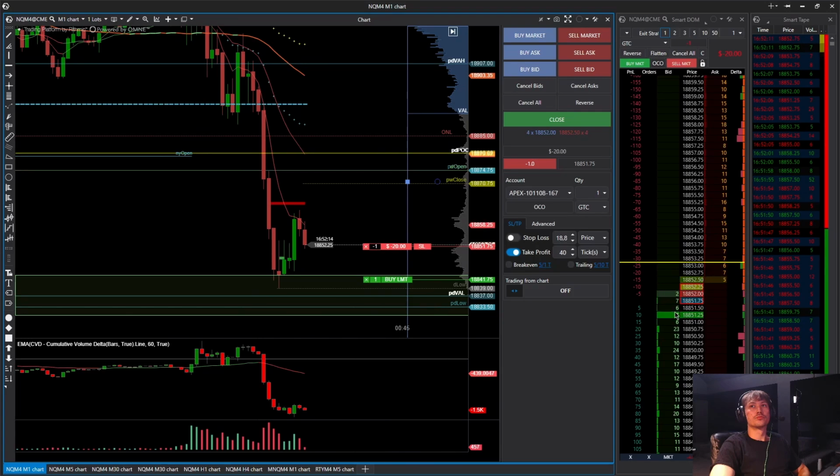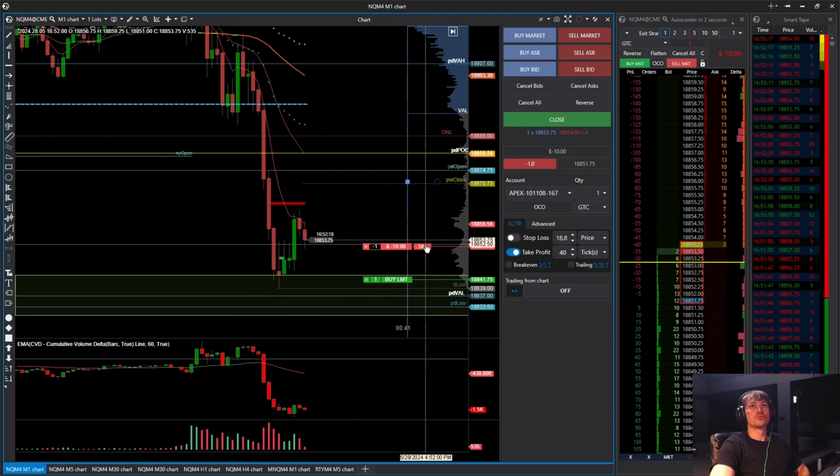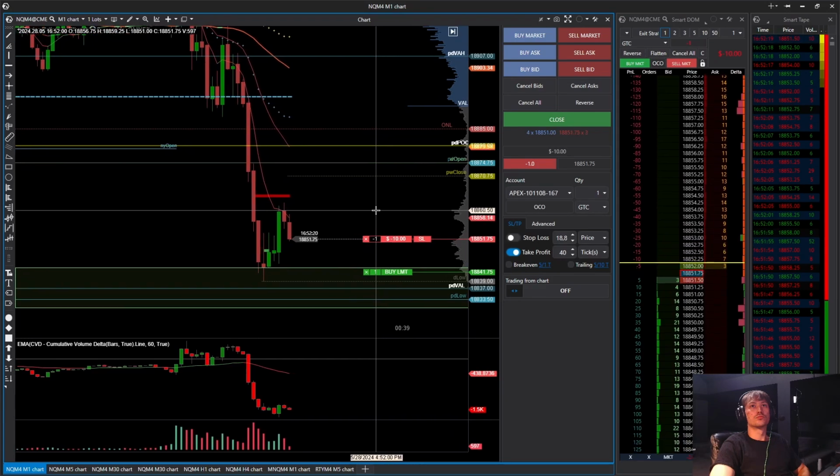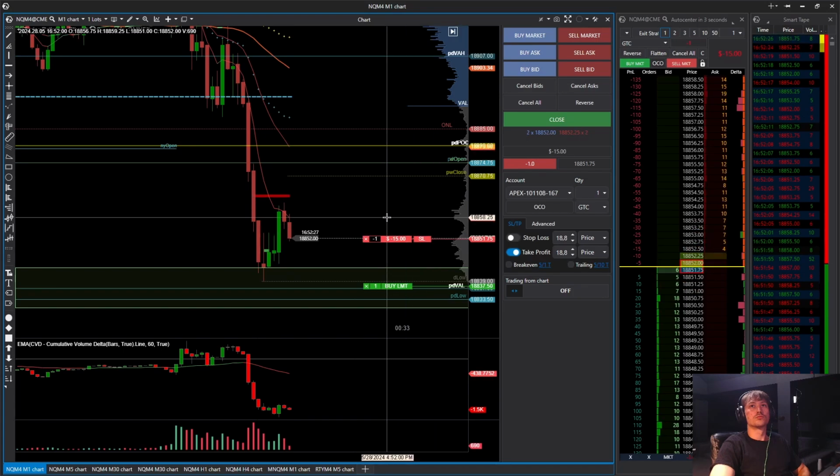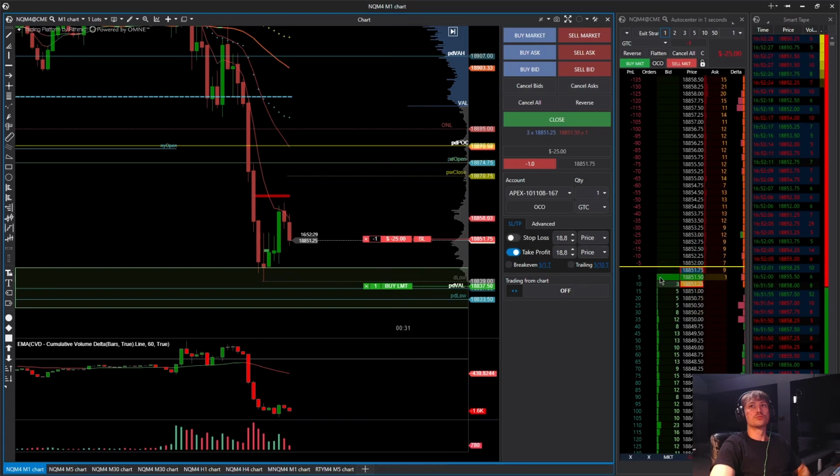trade. Here I entered again, and I was trying to get a 10 points move towards the daily low, and let's see what was the result of this trade.